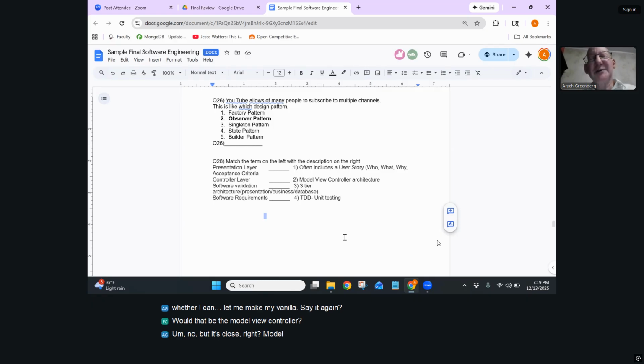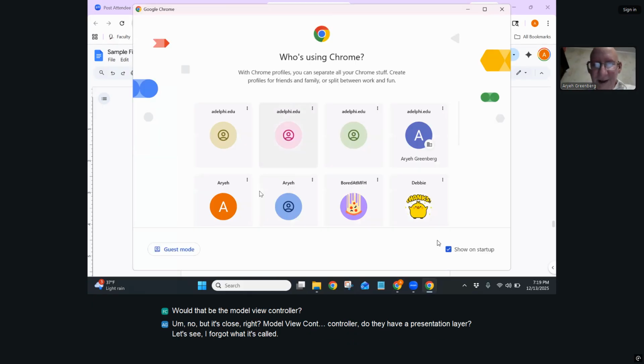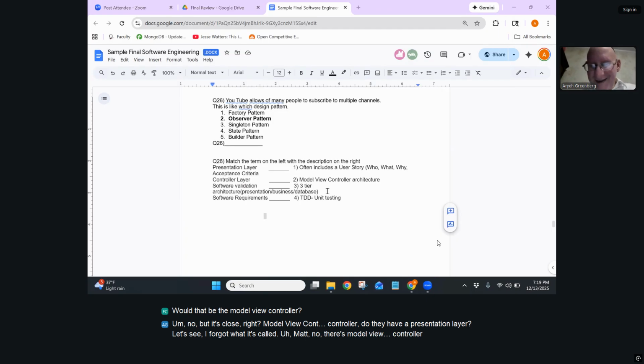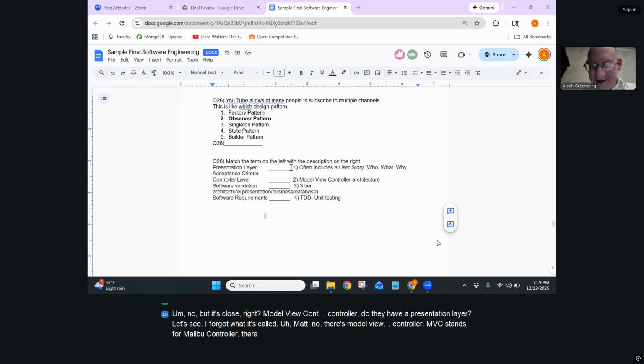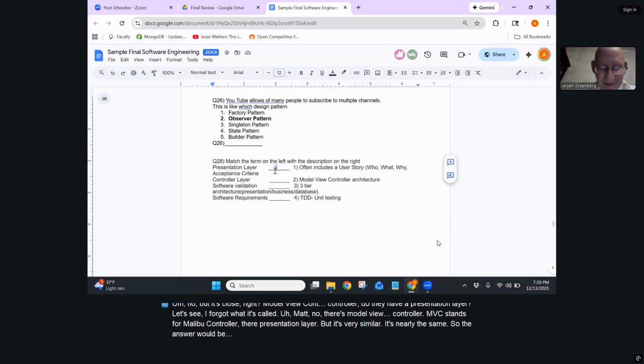Model view controller. Does it have a presentation layer? Yeah, but wait a second. No, there's model view controller. MVC stands for model view controller. There's no presentation layer, but it's very similar. It's nearly the same. So the answer would be the three-tier pattern, right? The presentation layer would be the topmost, right? Right. Acceptance criteria.